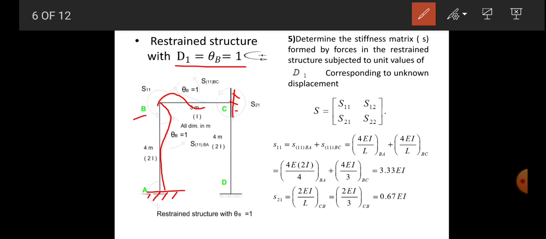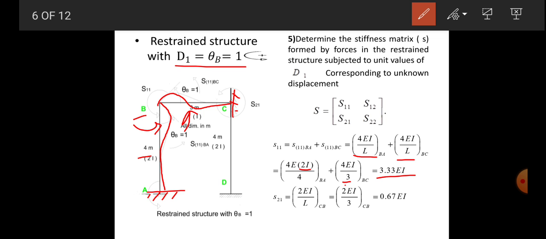By applying unit rotation at B, both members will rotate, and the moment will be 4EI by L plus 4EI by L. So both members will rotate with the magnitude of 4EI by L. Now the length of AB is 4 and moment of inertia is 2I, so 4E into 2I divided by 4, plus length of BC is 3 meters and moment of inertia is I, so 4EI divided by 3. So it becomes 3.33 EI.